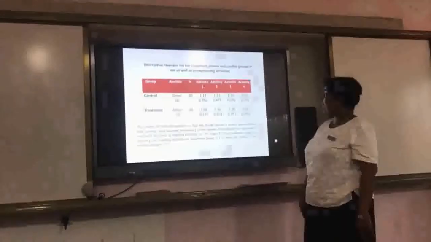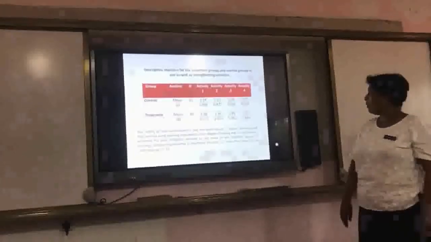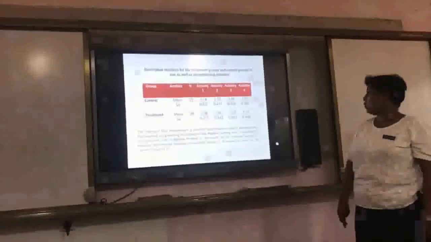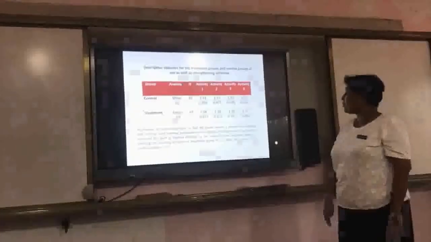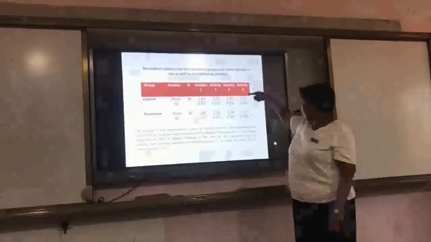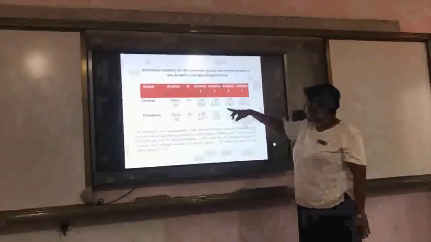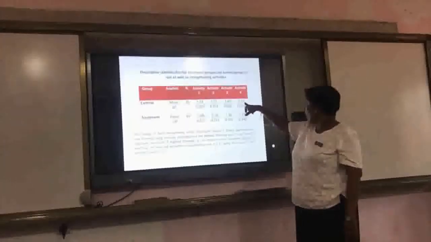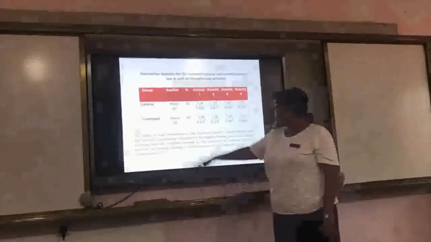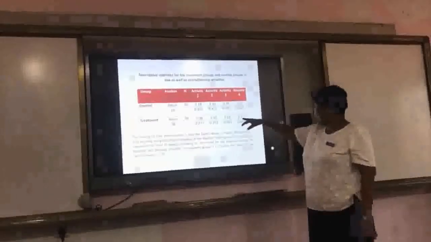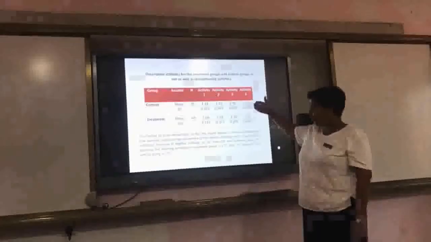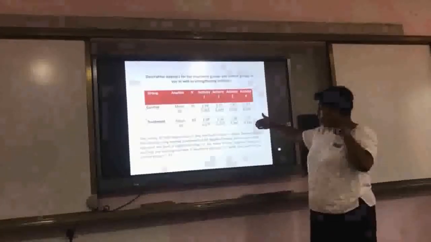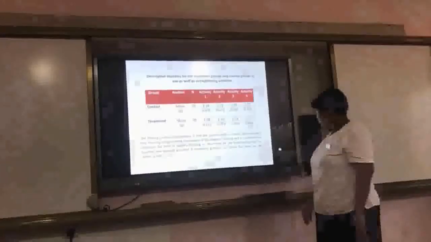Here I describe the statistics for the treatment group and control group. The finding of the final intervention in the fourth lesson, where the control group mean was 1.57 compared to the treatment group, whose mean is 1.27. It shows that there is improvement for the control group and treatment group. The treatment group shows a good result.